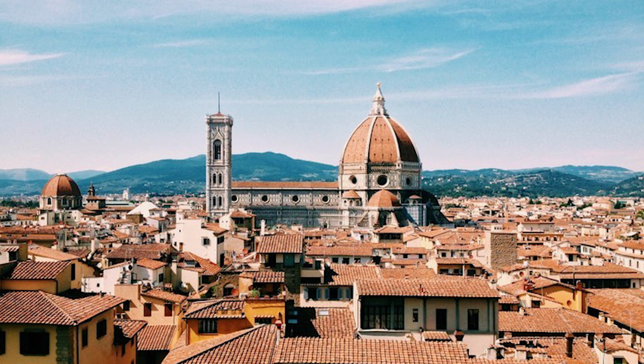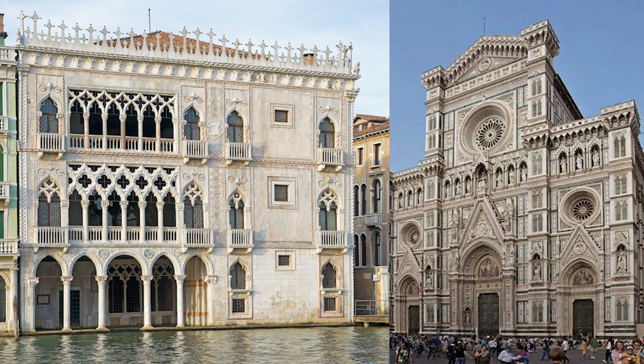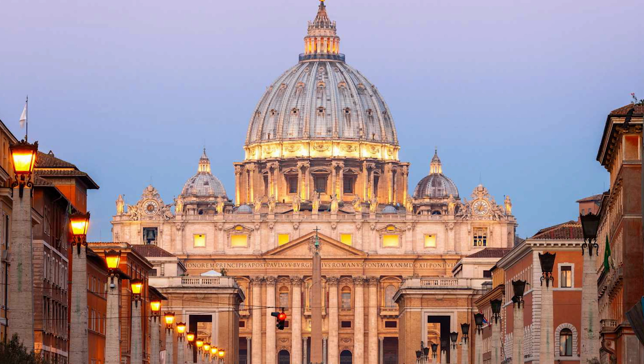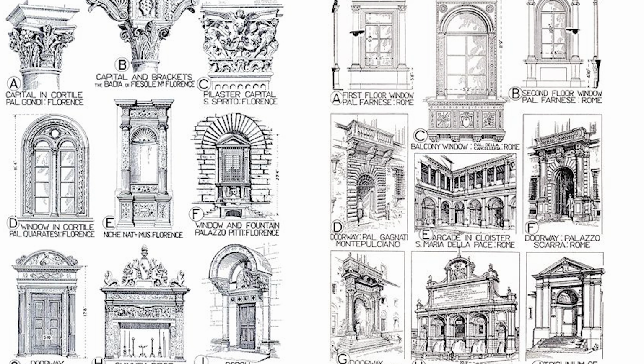Renaissance style emerged in Italy during the 14th to 17th centuries, marked by a revival of classical forms, humanism, and perspective in art and architecture. Renaissance buildings featured symmetry, domes, and decorative elements like pilasters and pediments.